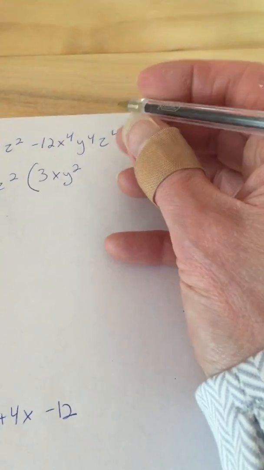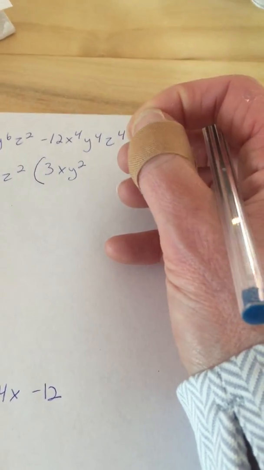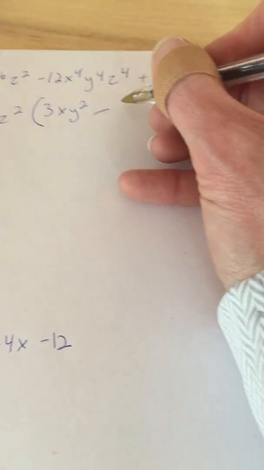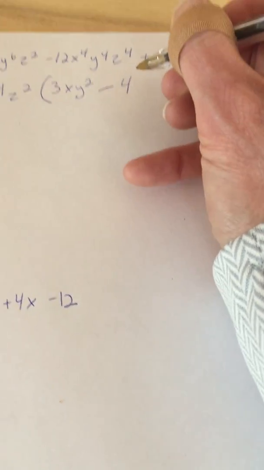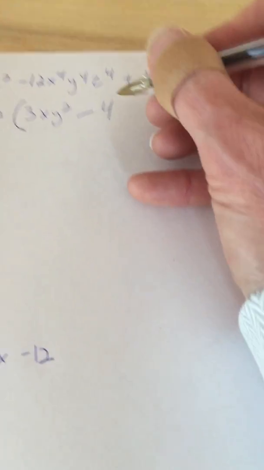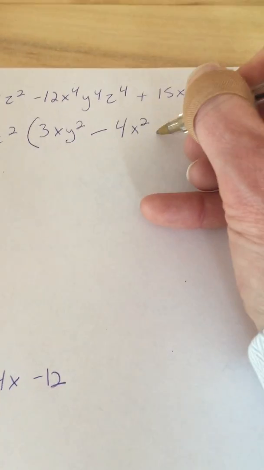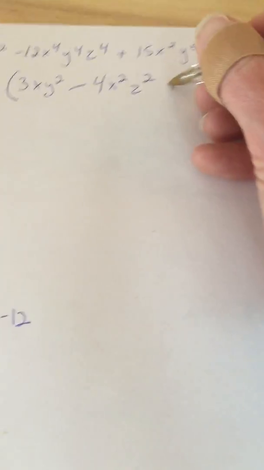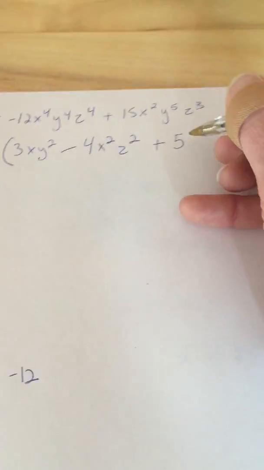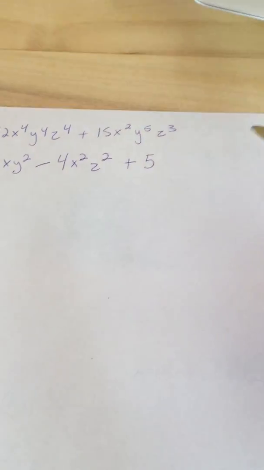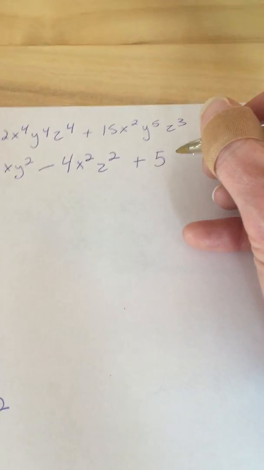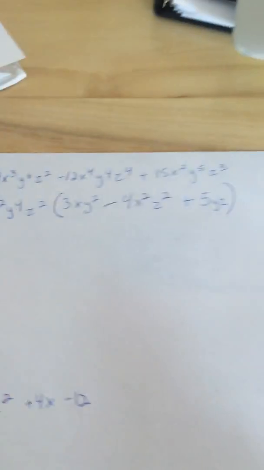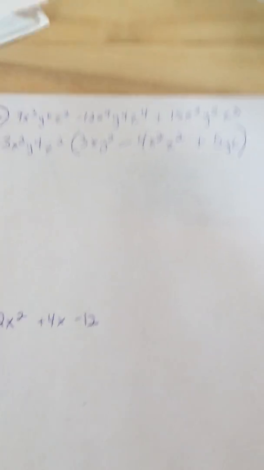And for the next one, it's going to leave me with 4 because 12 divided by 3 is 4. And it's going to leave me with an x squared and a z squared, and the y is gone. And I'm going to add 5 because 15 divided by 3 is 5. And so you have yz, and that is your answer. And if I was doing a test, I would box it for you.